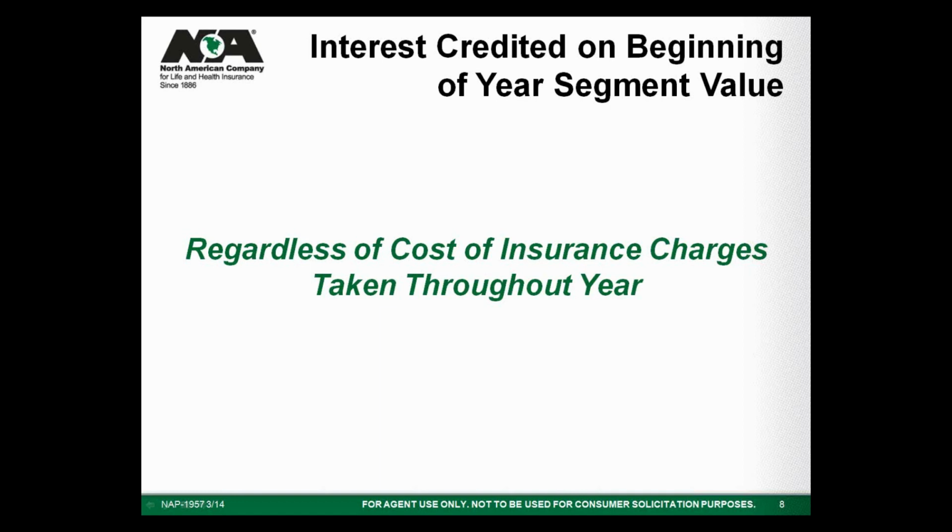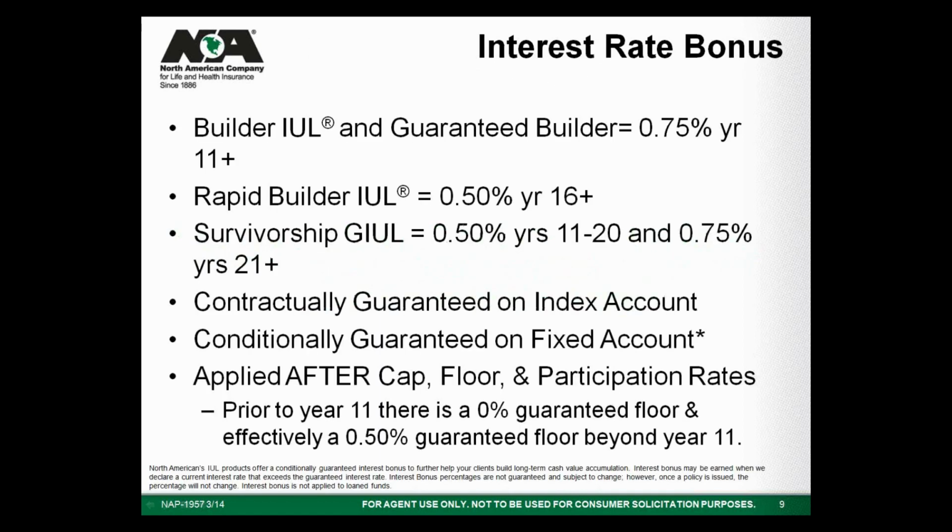So obviously, it's pretty simple to understand that if your client is putting in, say, $1,000 worth of premium and the cost of insurance is $200, instead of only crediting it based on $800, we're doing it based on $1,000. Just again, more of the client's dollars working for them in this product.